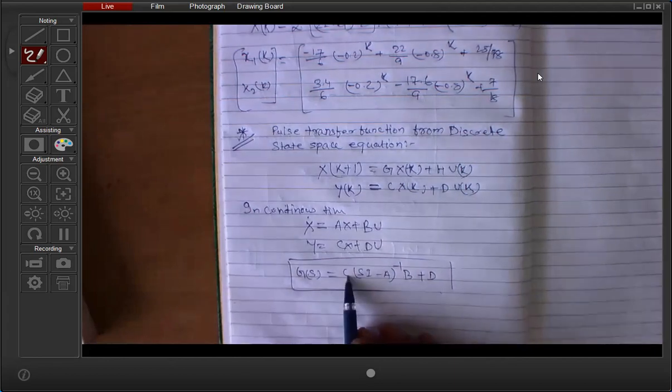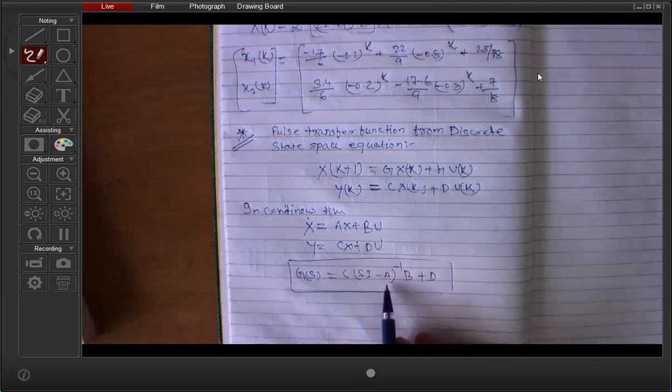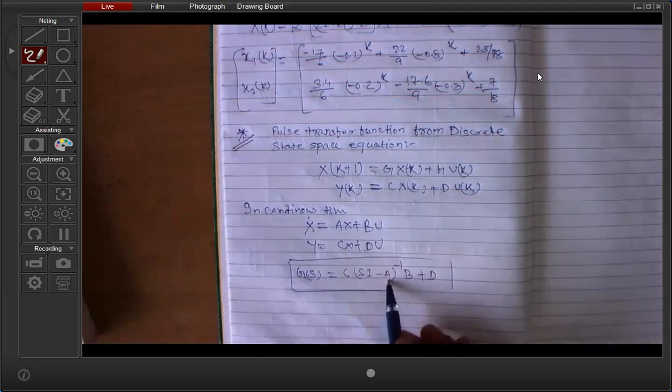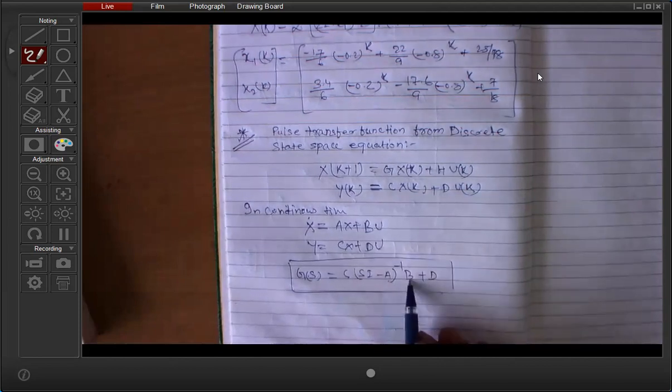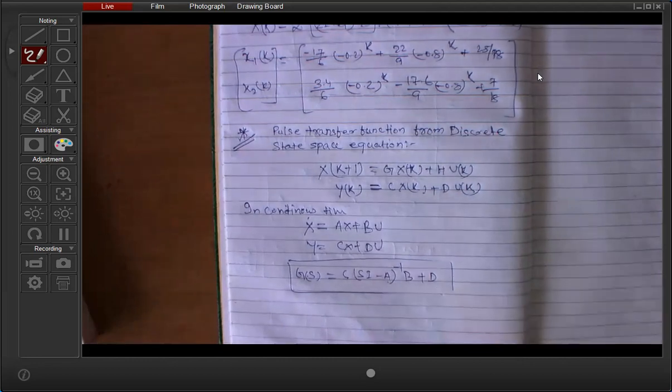What is C? C is the C matrix. A is the state transition state matrix. B is the input matrix. D is the input output related matrix. That is the formula I told you, yes or no? Yes, sir. Okay. So similarly, we have to find out the pulse transfer function from the given state space equation.